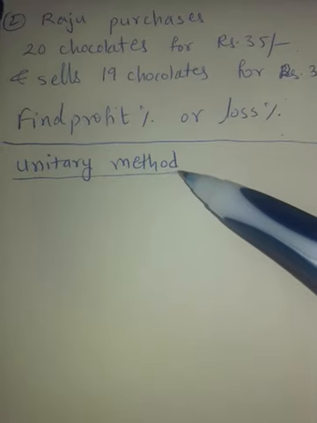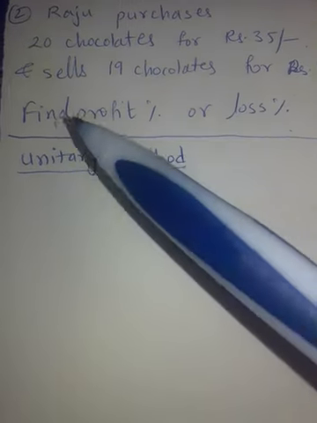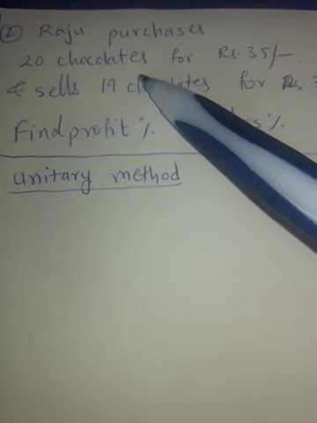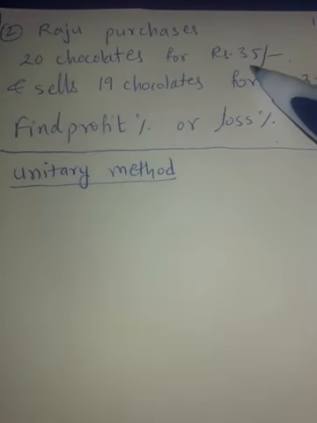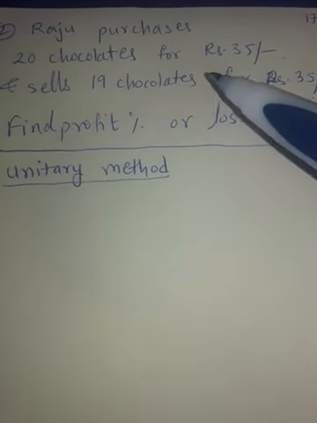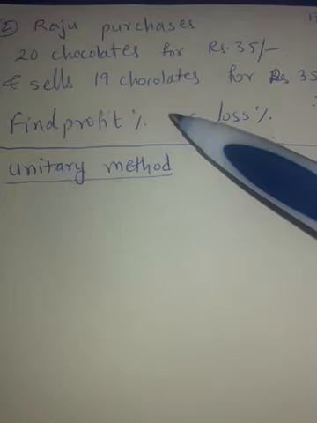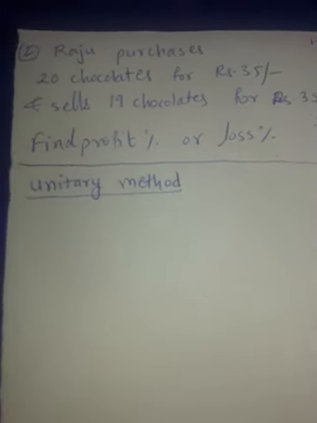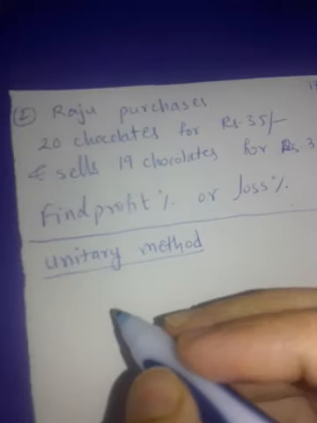Here comes the term unitary method. Unit means 1. We are given the cost price of 20 chocolates. We will find the cost price of 1 chocolate. We are given the selling price of 19 chocolates. We will find the selling price of 1 chocolate and then we will compare them. This is the unitary method. So how can we find it?